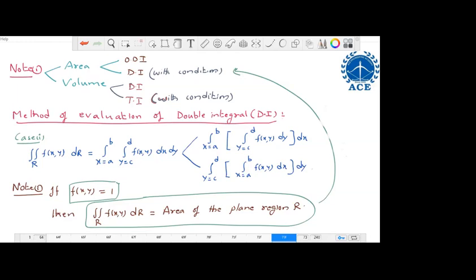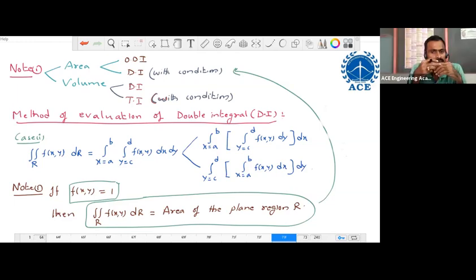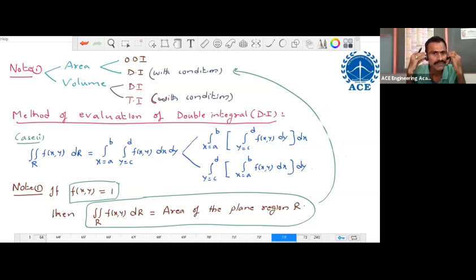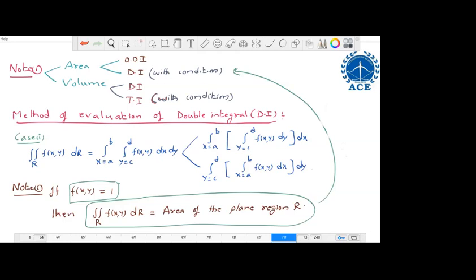Sir, in a GATE question, one question was asked where you were supposed to find using both the methods, and the answers were 0.5 and minus 0.5. That is not the same when the function is not continuous in the region. This is possible when the function is continuous.